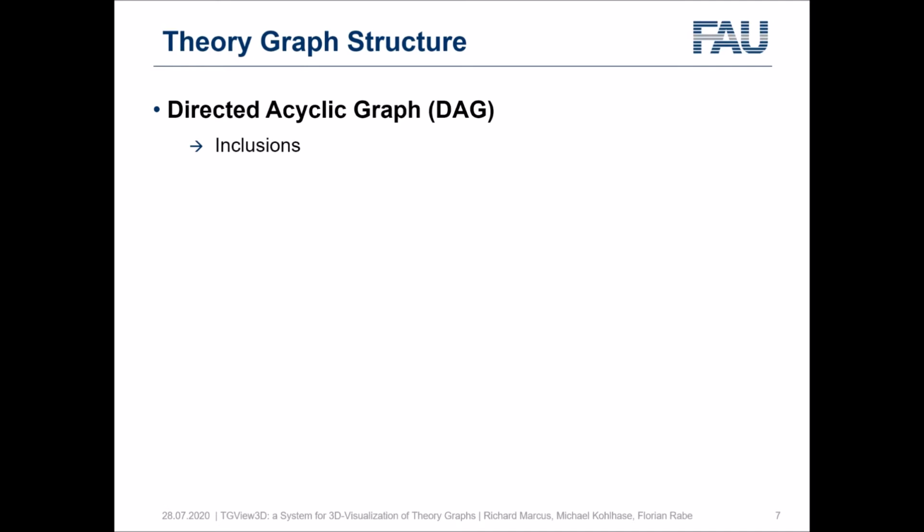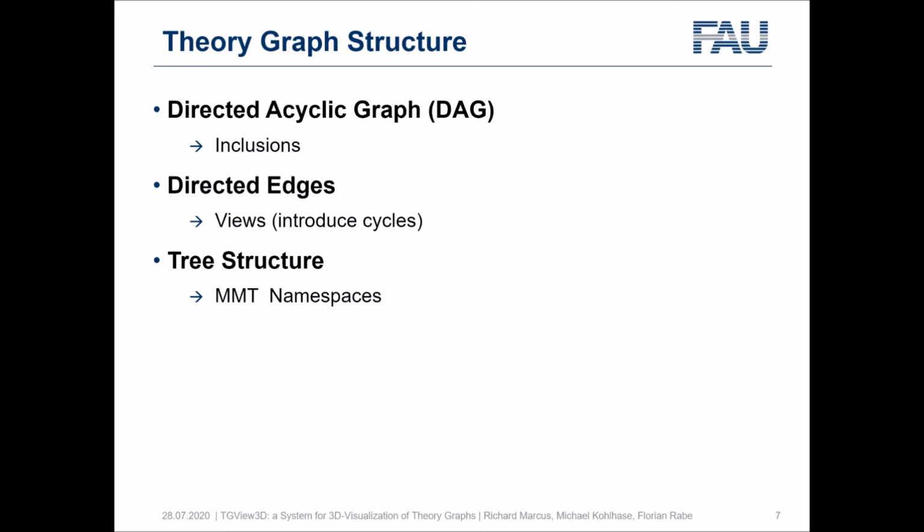So we have a directed acyclic graph from inclusions, and simply other directed edges which may introduce cycles in the form of the views. Then we also have a tree structure that we can find within the libraries in the form of MMT namespaces.